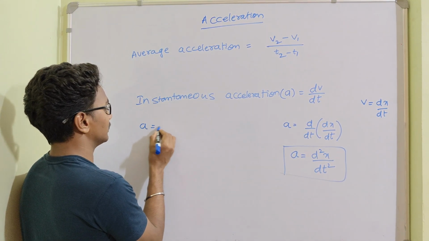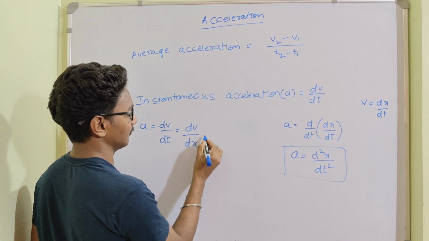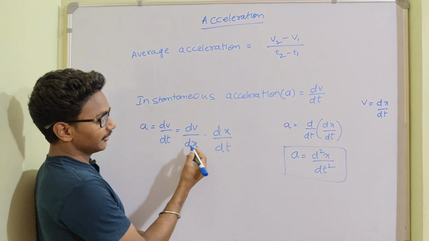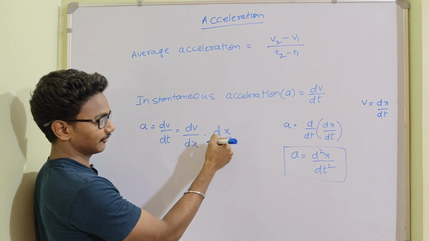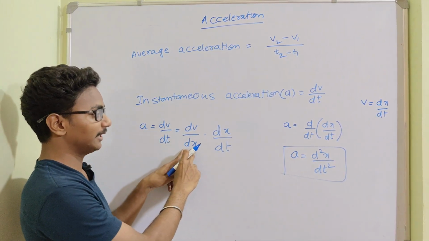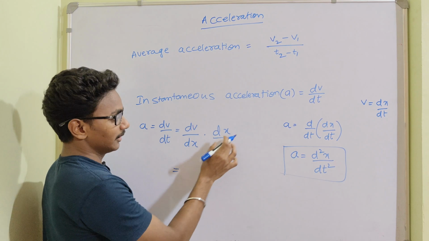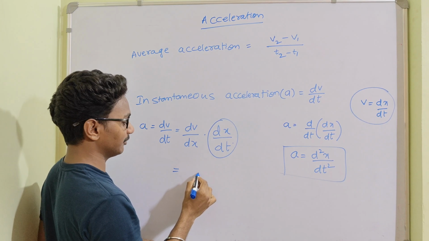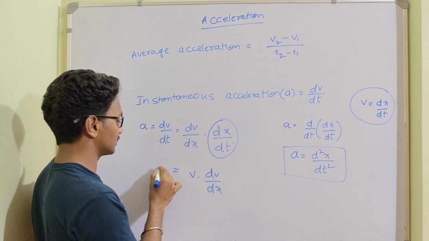You can also write dv by dt like this, dv by dx multiplied by dx by dt. How? If you cancel this dx in the numerator and denominator, if you cancel these two, you will get dv by dt. I just multiplied and divided with dx, both the numerator and denominator. Here replace this dx by dt as v. V is dx by dt, right? Then it becomes v times dv by dx. This is the third form.